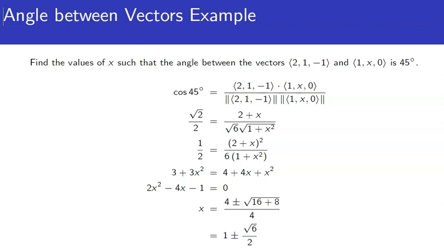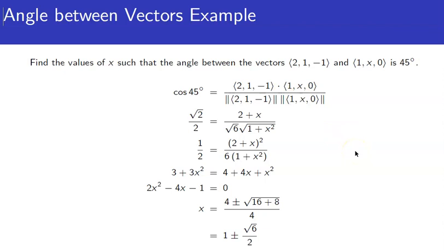Alright, so we remember that we have a formula that gives us the angle between two vectors in terms of the dot product and the magnitude of the two vectors. So the cosine of the angle between two vectors is equal to the dot product of the two vectors divided by the product of the magnitudes of the two vectors, as long as neither of them is the zero vector. If one of them is a zero vector, we'll get a 0 in our denominator here, which we do not want.